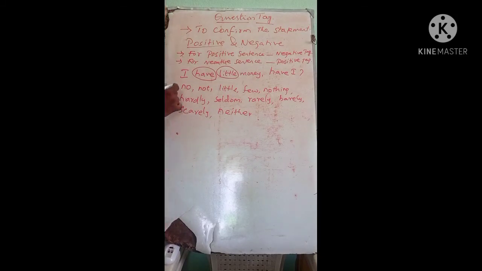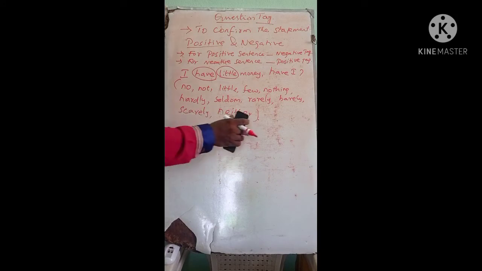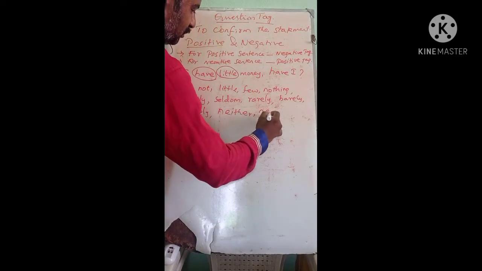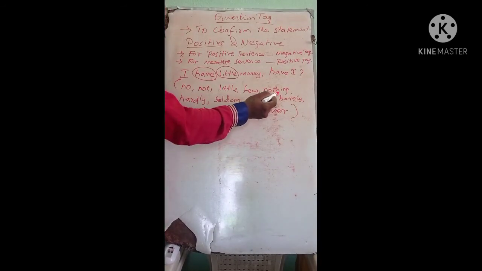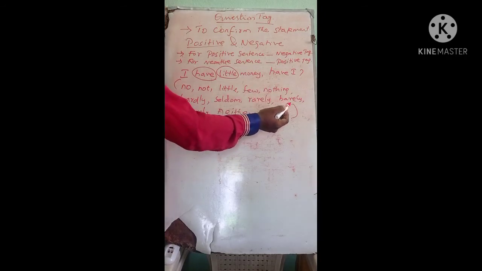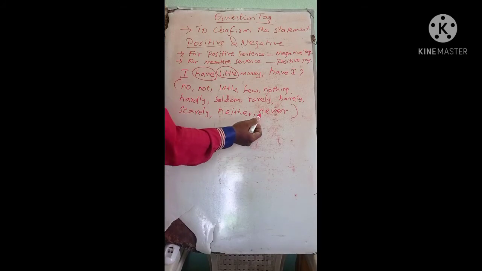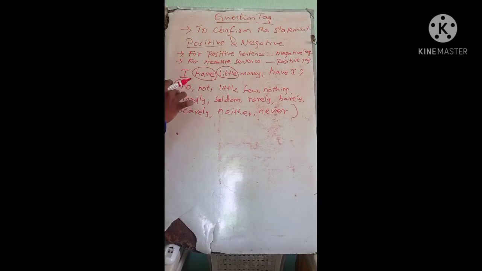If you find these types of words in a sentence, you can easily write. And one more word is there: never. Clear? No, not, little, few, nothing, hardly, seldom, rarely, barely, scarcely, neither, never. If you find these words in any sentence, exclusively in a question tag, the sentence is a negative statement. You have to write a positive tag. Understood? Very good.